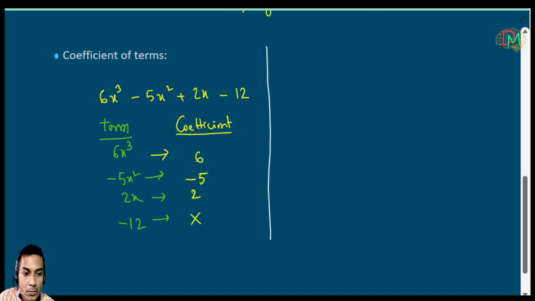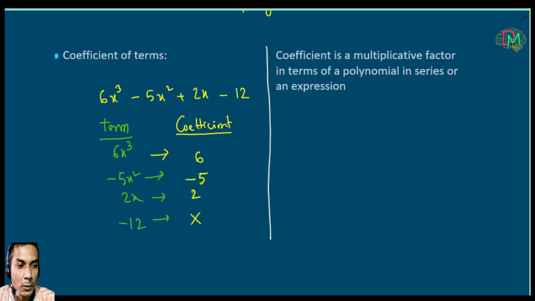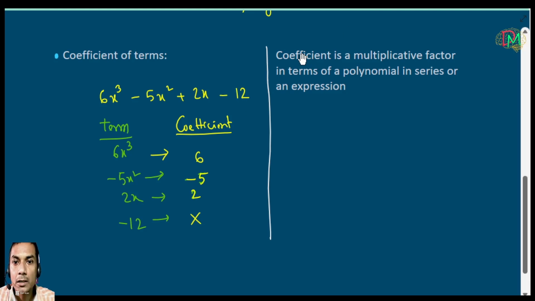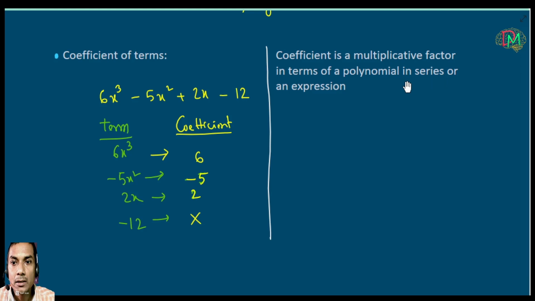But we should have a clear idea of the coefficient, the definition of the coefficient. The coefficient is the multiplicative factor in terms of a polynomial, a series or an expression. Clear?